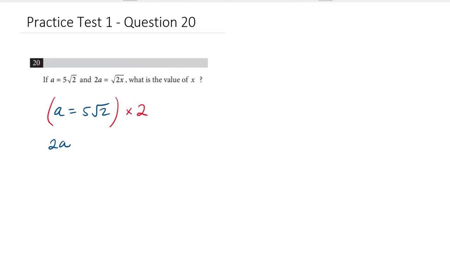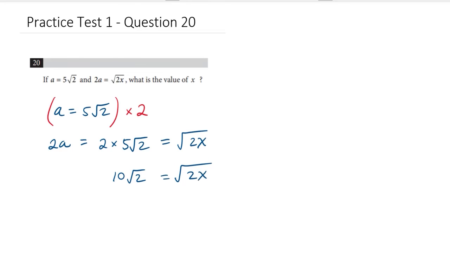So that means 2A becomes 2A, and the right side will be 2 times 5 square root of 2. And that is equal to square root of 2x. Okay, so 2 times 5 square root of 2 is 10 square root of 2, and that is equal to square root of 2x. To find the x, you can either change this expression as an entire radical.